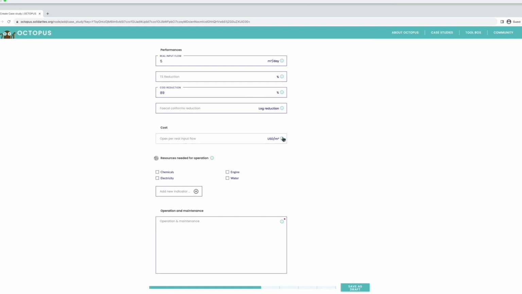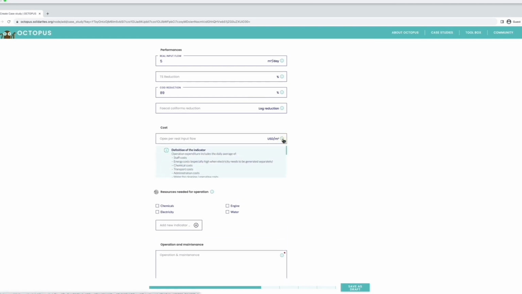We then are requested to enter the operating expenditure, or OPEX, expressed in US dollars per cubic meter of real input flow. This includes all the costs that are related to the day-to-day operation of the treatment plant, such as energy, labor, maintenance, chemicals, and consumables. The OPEX indicates the economic efficiency of a fecal sludge treatment system as it is a crucial indicator towards the sustained and efficient operation of the treatment system.